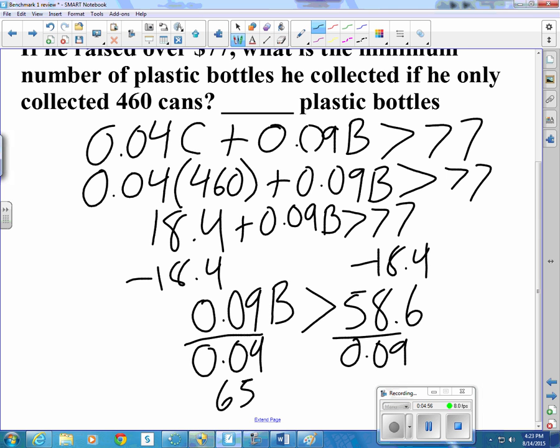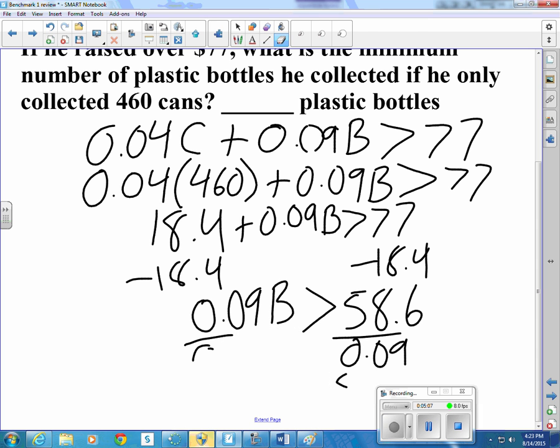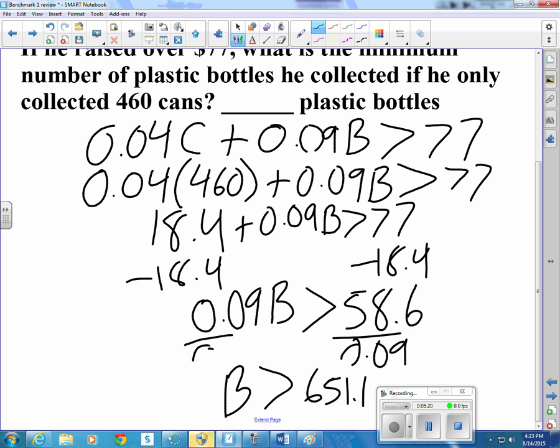Well, that says B is greater than 651.1. So 652 would be the answer, because we know we don't want to round down because it has to be greater than $77. And so it's a little bit over $77.